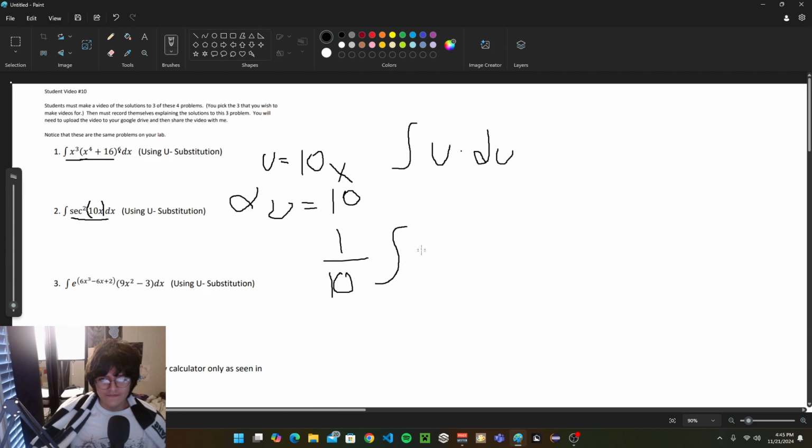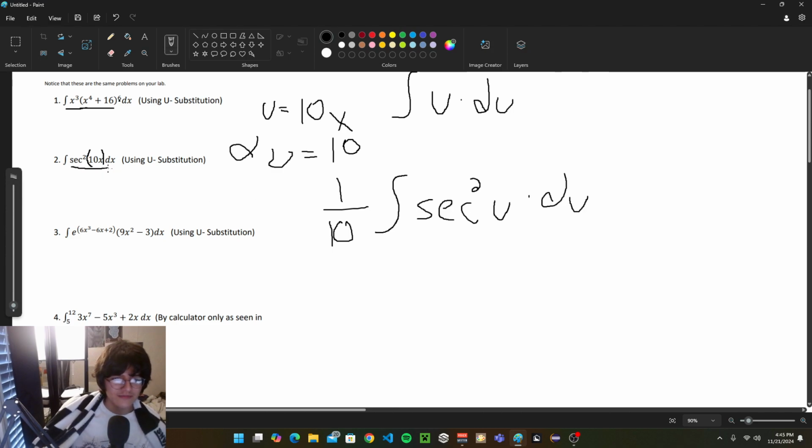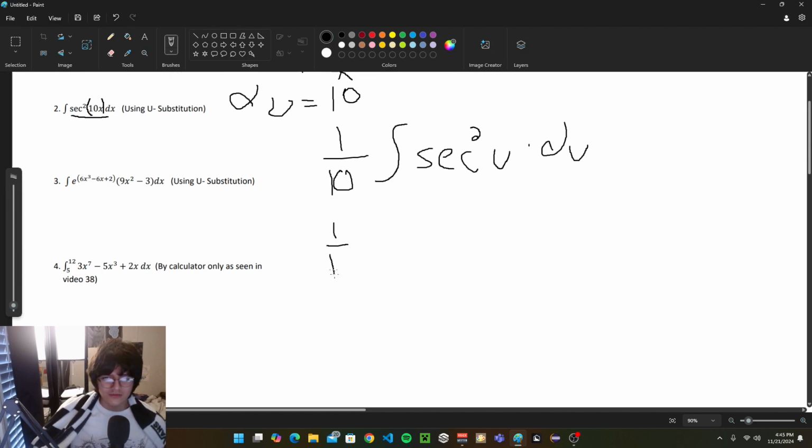So that'll be that, and that's secant squared u times du, to get rid of the 10 here, the du. So we're going to plug everything in, so that's 1 over 10 times the antiderivative of secant squared u, which is just tangent of u plus c. It's an antiderivative, not the derivative, the antiderivative.